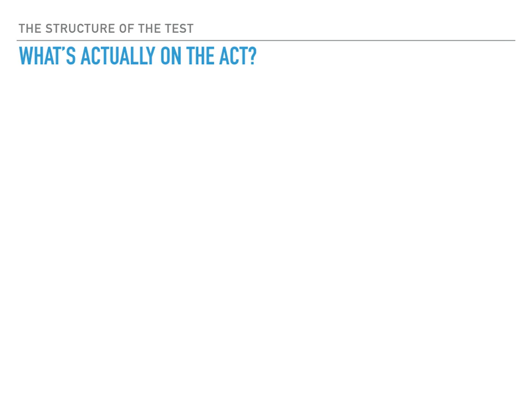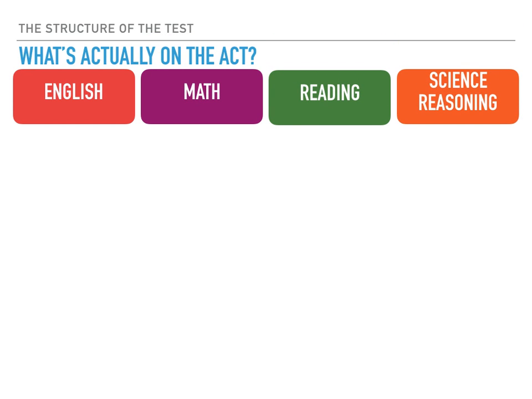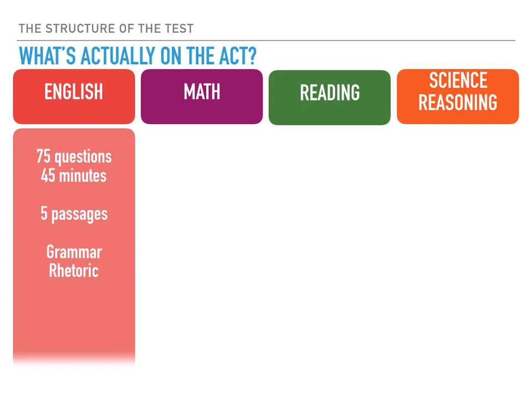So what's actually on the ACT? Well, there are 4 sections: English, math, reading, and science reasoning. These 4 sections comprise your total score, your composite score. The English section tests English, grammar, and rhetoric. As far as questions are concerned, this is the longest section. There's 75 questions, 45 minutes.